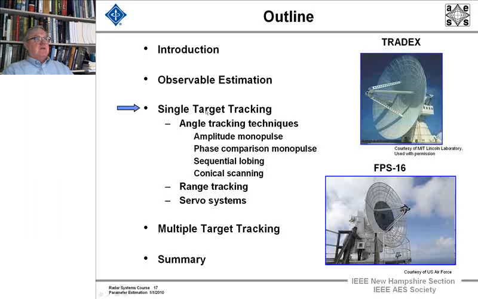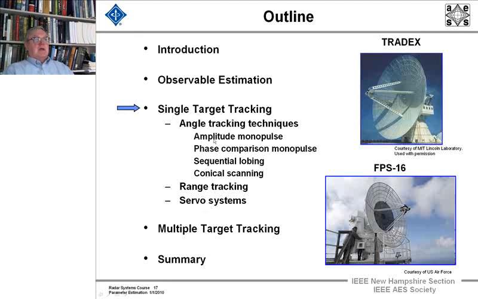Okay, now let's look at single target tracking techniques. The first single target tracking techniques we're going to look at are angle tracking techniques. You can see there are a lot of different ways that we do angle tracking. This is actually going to boil over into the next section of this lecture, which will take us on and on.